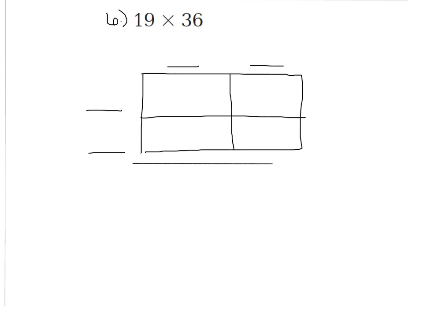Okay, boys and girls, let's skip to number 6. Number 6 says 19 times 36, and we need to use a box model to solve this problem. So I have a box model here for you already. So I want you to see if you can try this problem on your own and fill in the box model and find the partial products. So go ahead and press pause and try to work out this problem on your own. Now, if you get stuck, you can always rewind the video and re-watch how I did the other box models. So go ahead, press pause now.